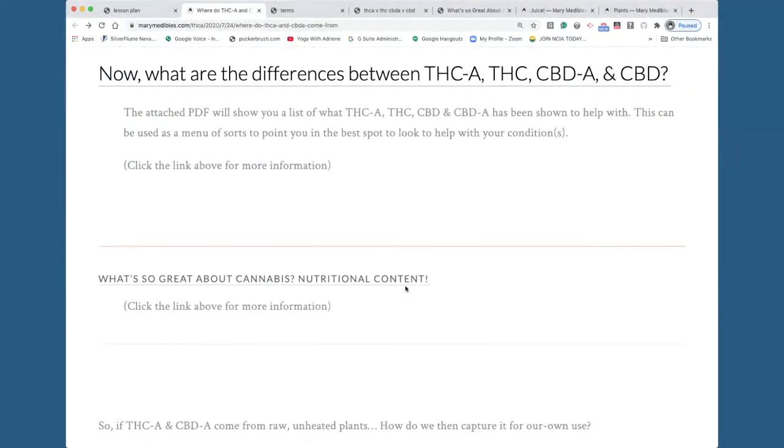And now let's go over the medicinal, and are there any questions over the receptors and how cannabis gets to them and treats our body? Does anyone have any questions over that? Okay, then let's move on to what is so great about cannabis, the nutritional content.